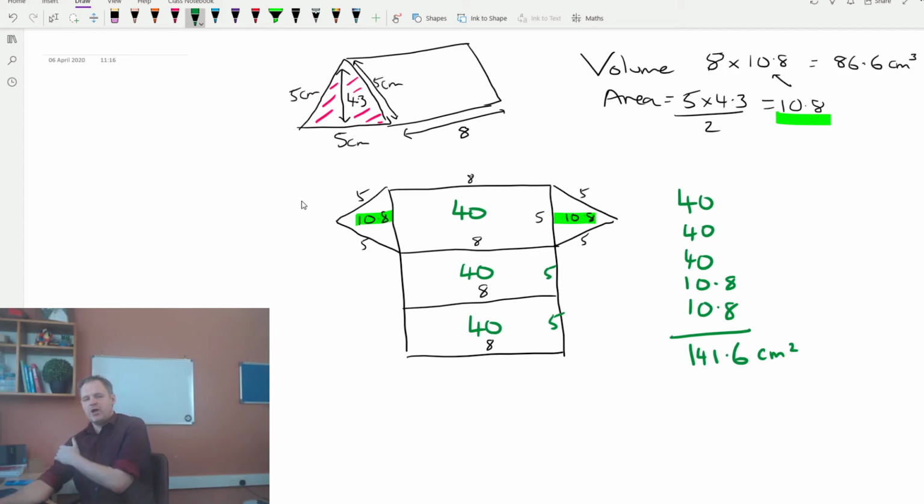Okay. How did I get 10.8? Excellent question. I worked out, I used the 4.3 here. In a triangle, you always have to multiply the base times the height and divide by 2. Triangles are always base times height and divide by 2.